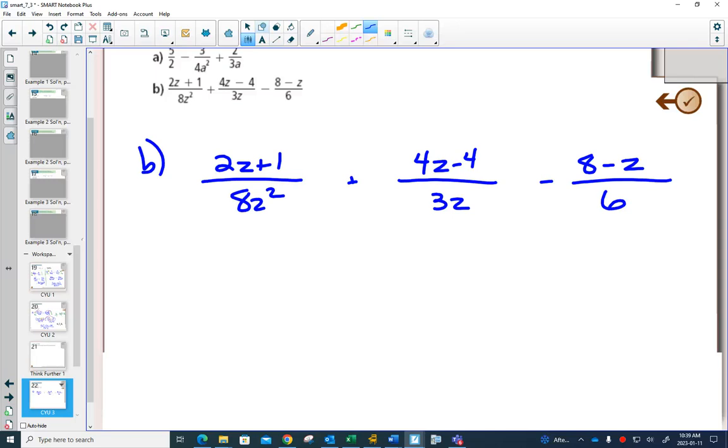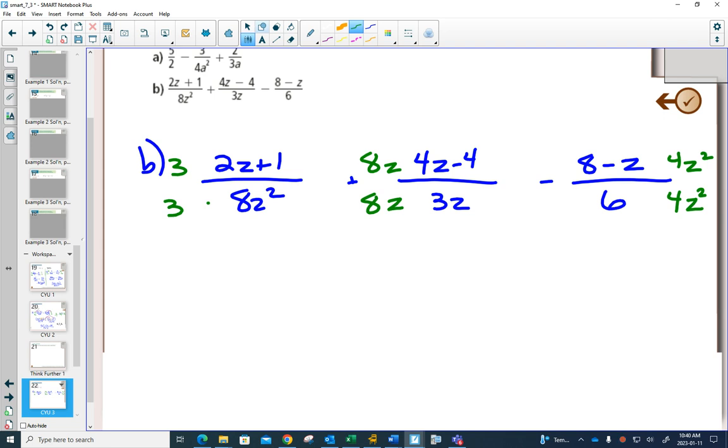Okay. Again, I look at my numbers first. 8, 3, and 6. Can you see that the lowest common multiple of those is 24? So I would need to multiply this one by 3 and 3, this one by 8 and 8, this one by 4 and 4. Next, my variables. Z squared, Z, nothing. So the first one already has the variables. The second one is missing a Z to make Z squared. And the third one is missing Z squared to make Z squared.